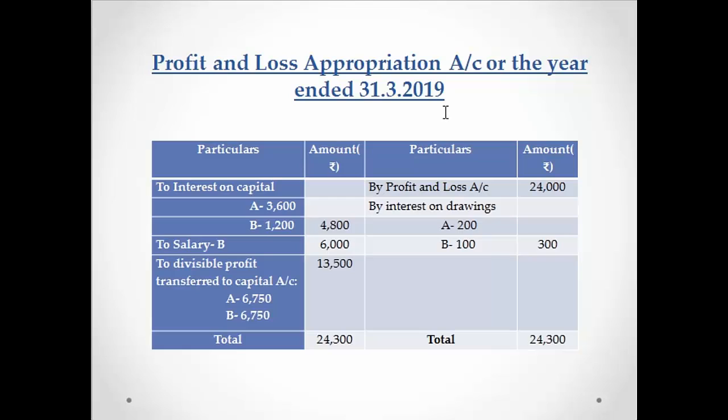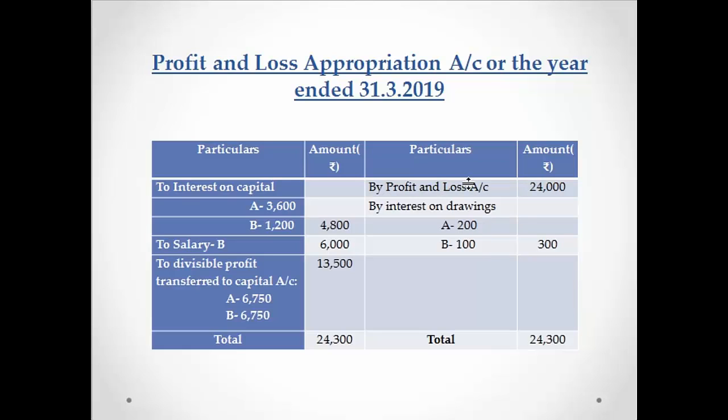In my previous class, I told you the profit and loss appropriation account always starts with the amount of net profit. Net profit is taken from the profit and loss account. Net profit amount should be taken to the credit side in a profit and loss appropriation account. Net profit amount is taken from the profit and loss account. That is why our profit and loss appropriation account starts with by profit and loss account.